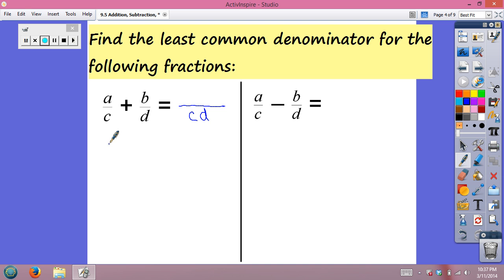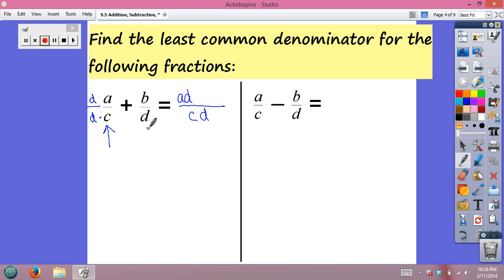And the first thing we want to do is look at our first fraction. What are we missing in the denominator to get us CD? Well, all we did was multiply by d, but if we do that in the denominator, we also have to do it to the numerator so that we keep the same fraction. So now we have AD in the numerator for our first fraction.